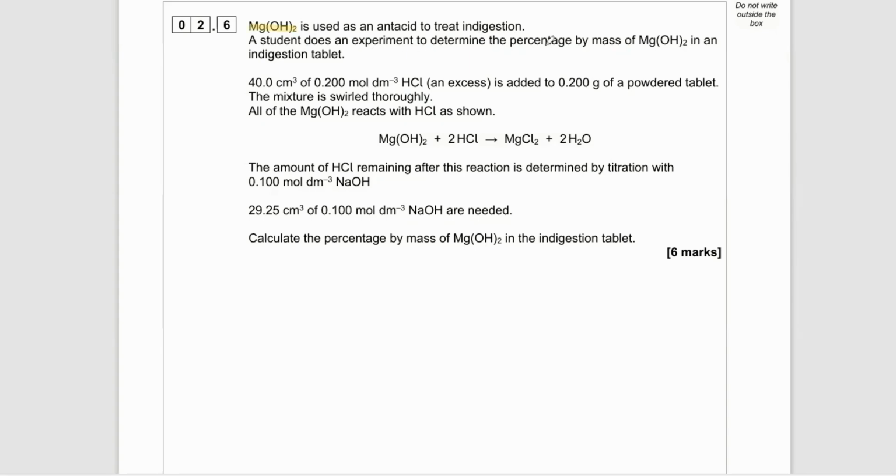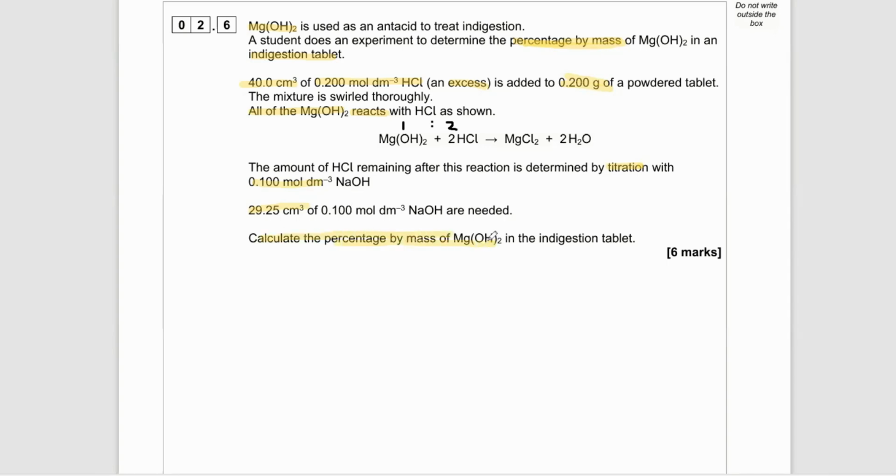40 centimeters of 0.2 mole per decimeter hydrochloric acid, an excess, that means the hydrochloric acid is in excess, is added to 0.2 grams of a powdered tablet. The mixture is swirled thoroughly. All of the magnesium hydroxide reacts, so we know all of that's reacted with the hydrochloric acid as shown. We can see from the equation it's a 1-to-2 reaction. We'll need that later on, so you always want to write that down when you see these kind of equations.